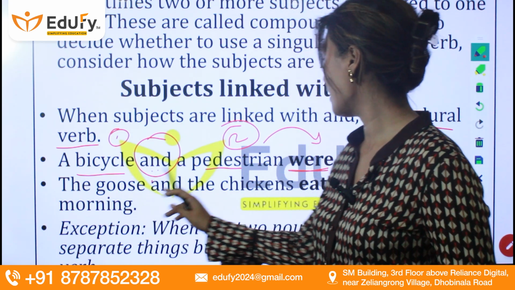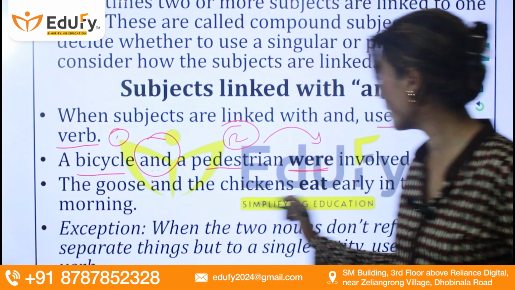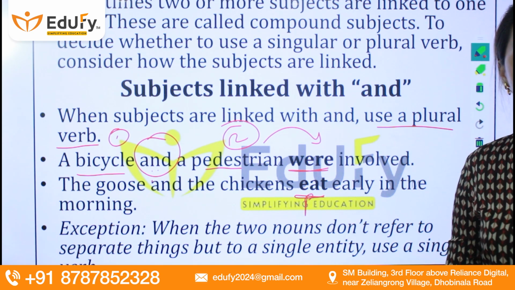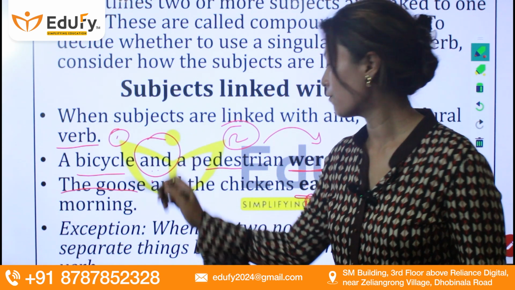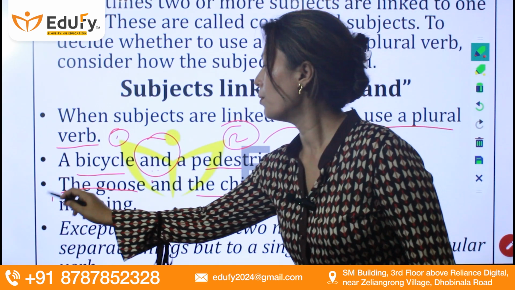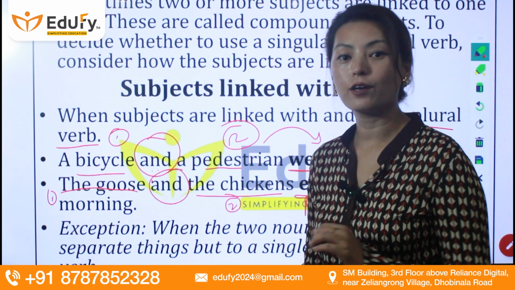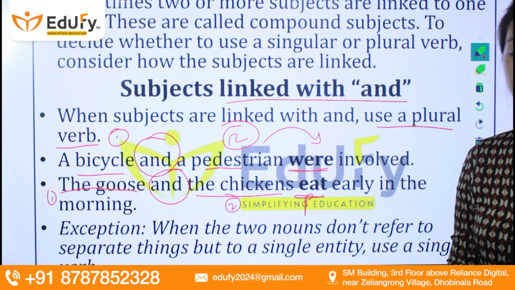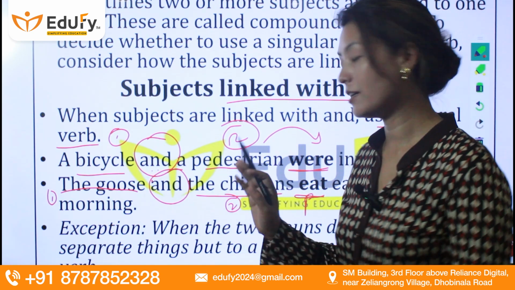We can see a similar example in the next sentence. The goose and the chicken eat early in the morning. What do we write? Eat in the morning. It is the plural form of the verb. So we're looking at the goose, which is the first subject, and the chicken, which is the second subject. Both of them are being joined by the word and. So according to this rule, whenever subjects are linked with the word and, we will use a plural verb. That should be clear in our head.